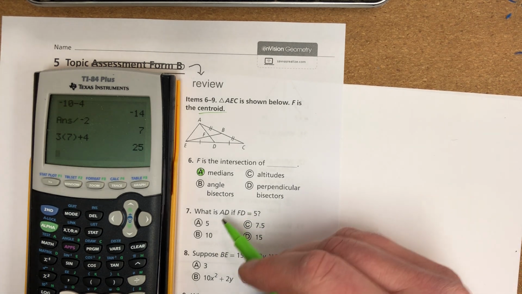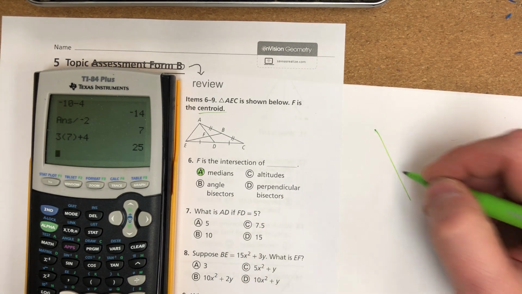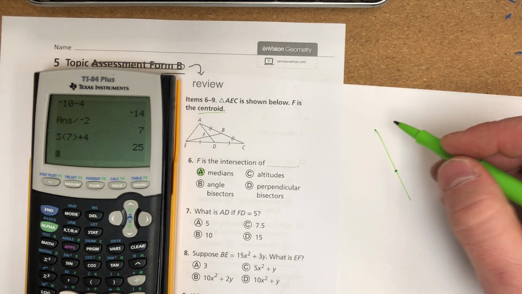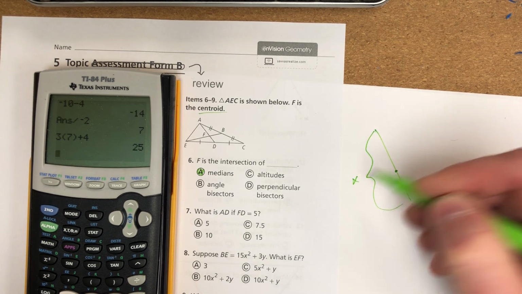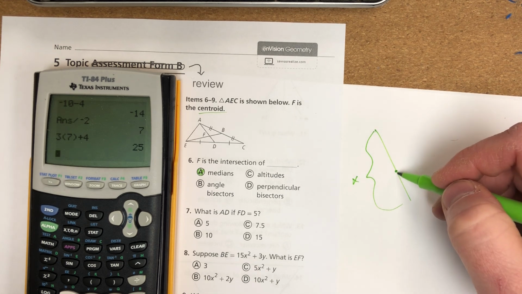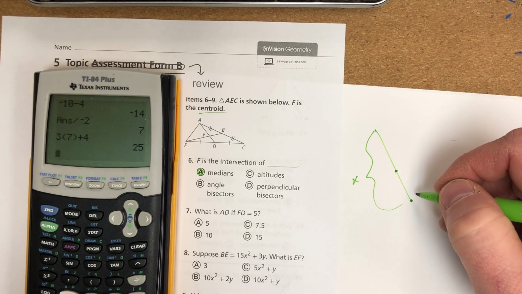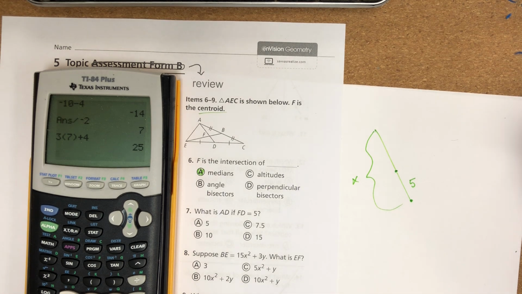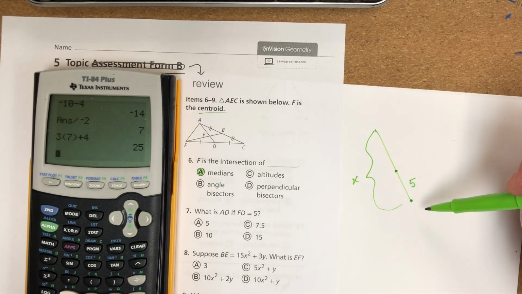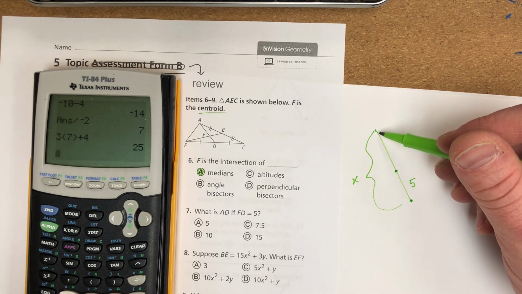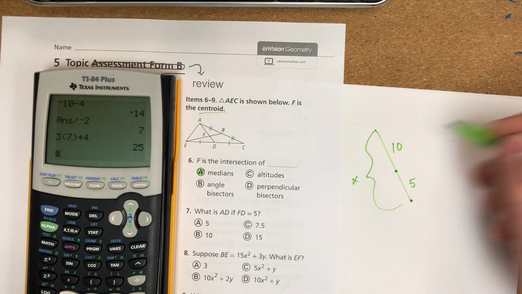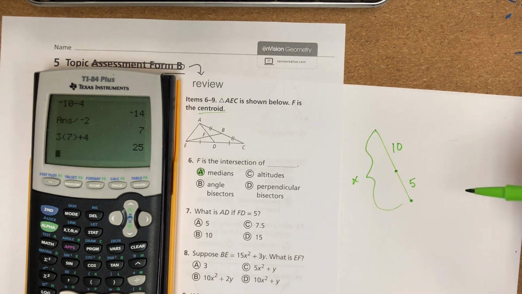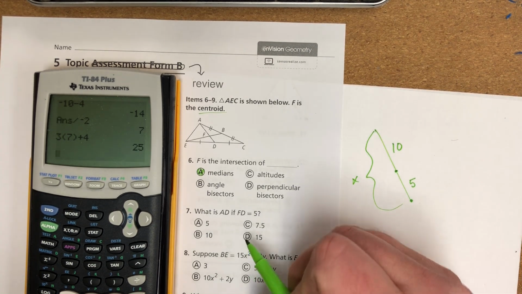Okay, so AD, that's this one right here. It says, what is the whole thing if FD, which is just that part to that part, is 5? Well, remember what we said earlier about medians: they are cut into one piece and a double piece. So if the small piece is 5, then the big piece is 10. So what's the whole thing then? 15. 10 plus 5 is 15.